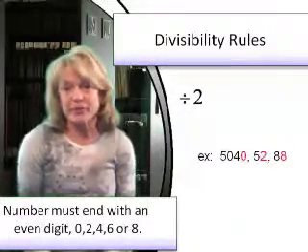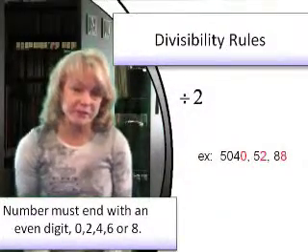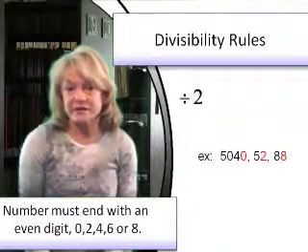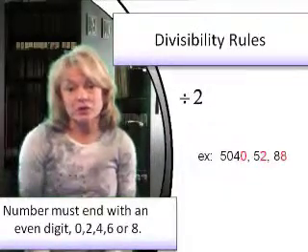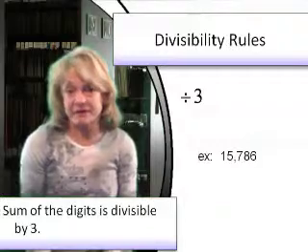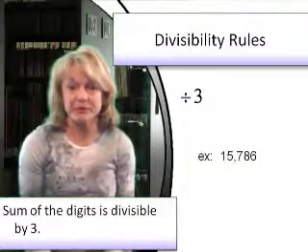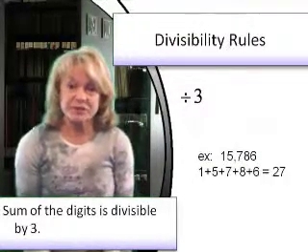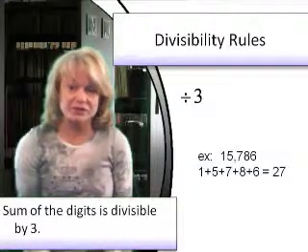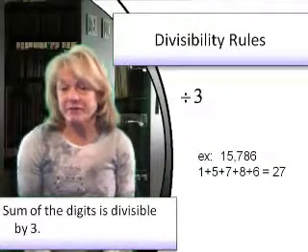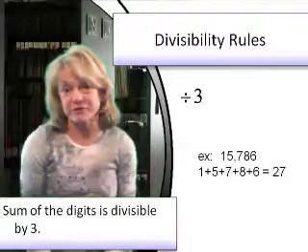Let's start with 2. We all know that a number is divisible by 2 if it ends in an even digit. The rule for 3 needs the sum of the digits to be divisible by 3. Since 3 divides evenly into the sum of the digits, 27, it will then divide evenly into 15,786.